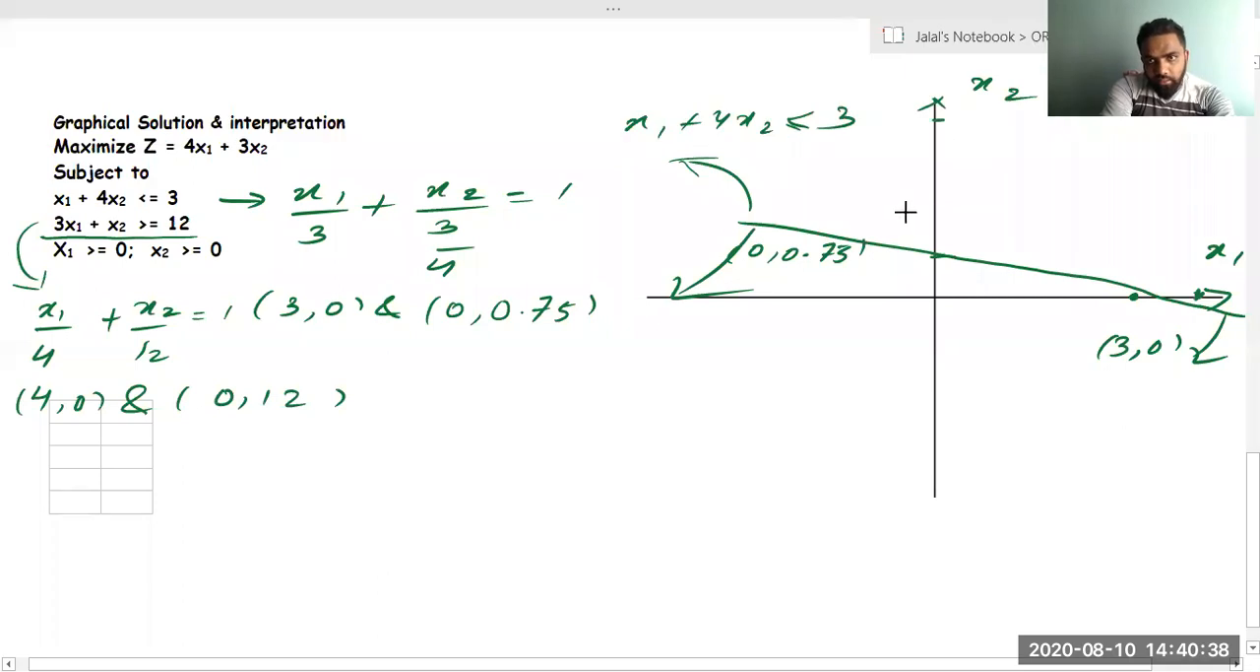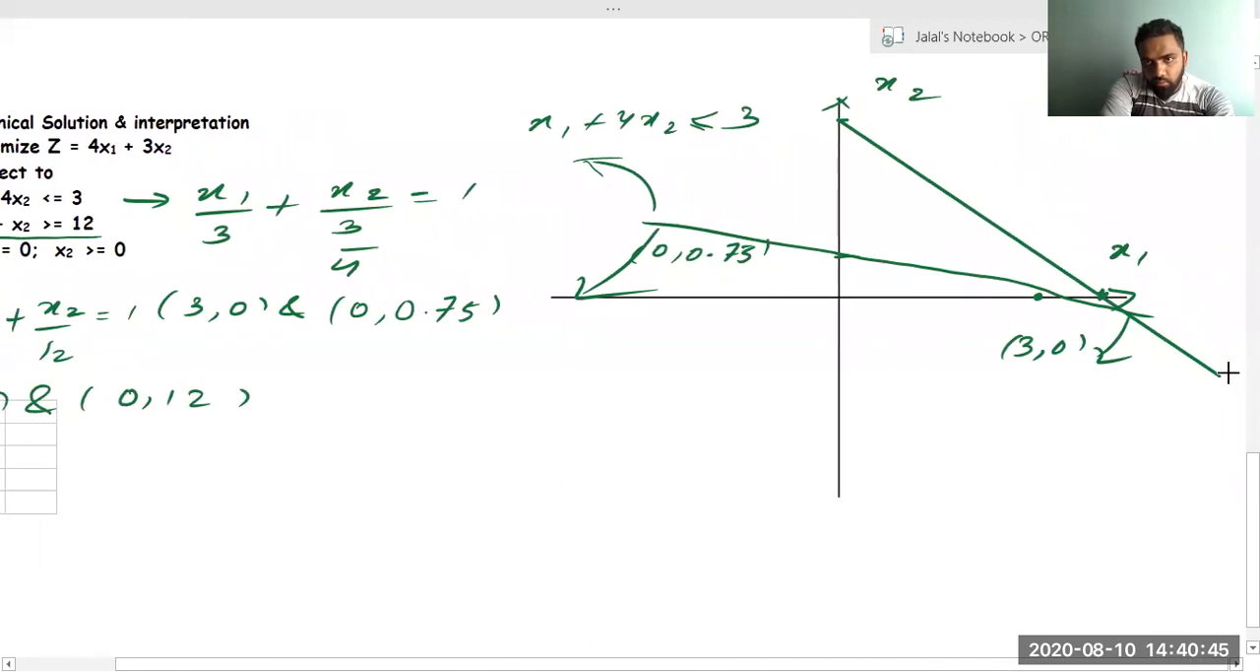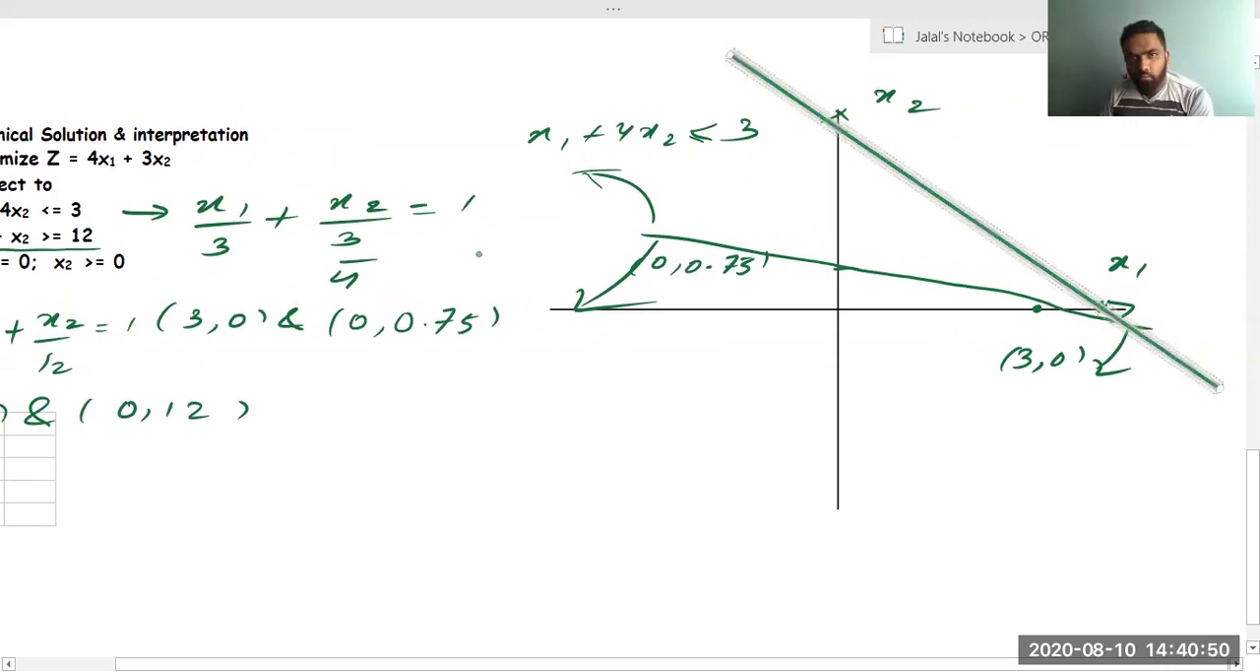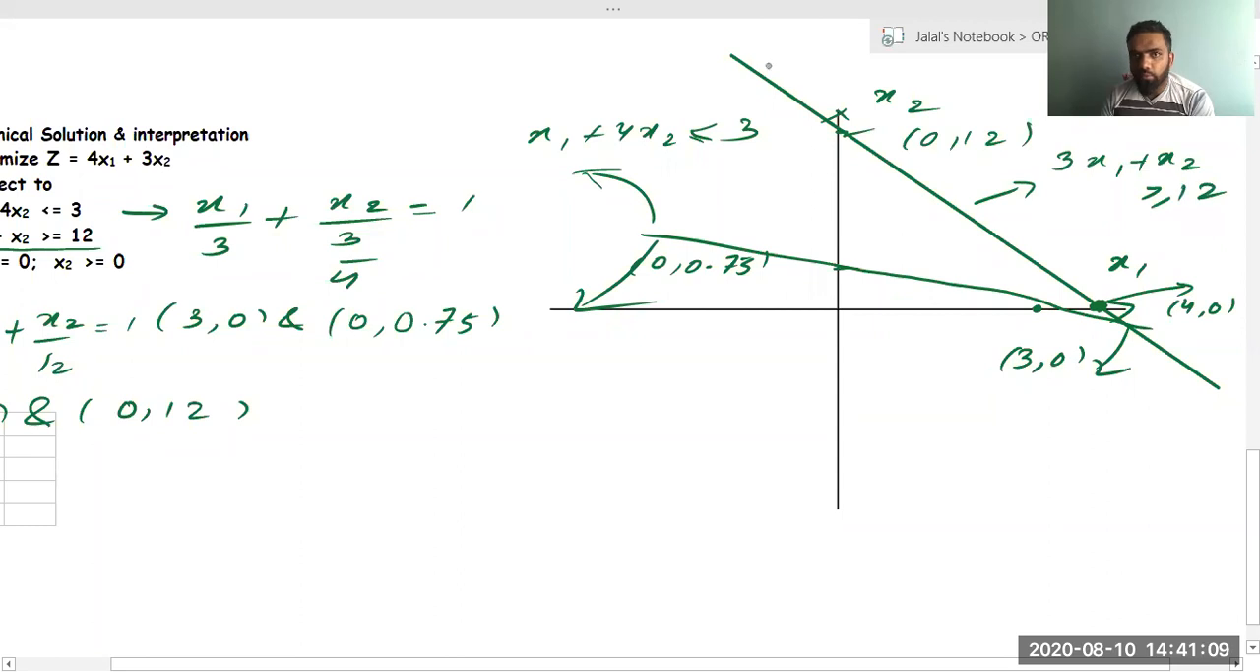I'll just try to draw a line. Suppose this is 0, 12, and this is 4, 0. Just look at this. This point is 0, 12, and this point is 4, 0, right? Now the equation of this line, I think, was 3x1 plus x2 greater than or equal to 12. Now if it is greater, then it will be away from the origin.